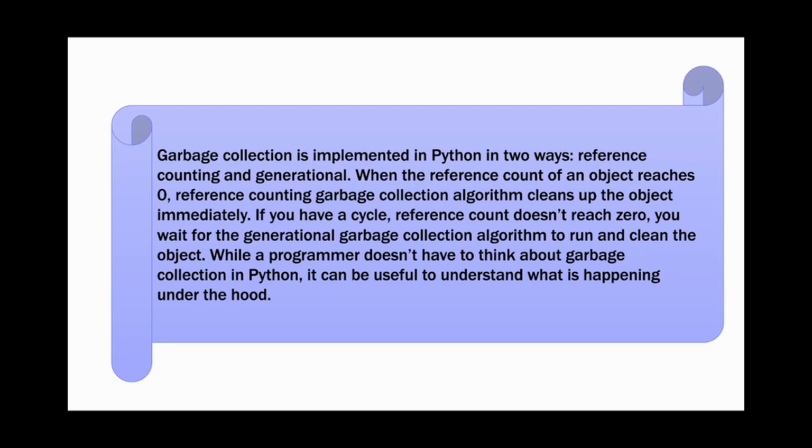If the reference count of an object gets to zero, the reference count algorithm deems it reclaimable, and the garbage collector reclaims the memory allocated for the object. Then if an object references itself, like in a cyclic manner, in that case we have to wait for the generational garbage collection algorithm to step in and collect it.